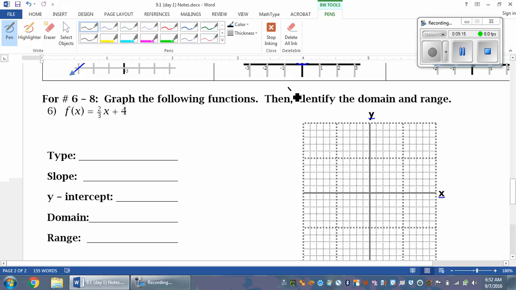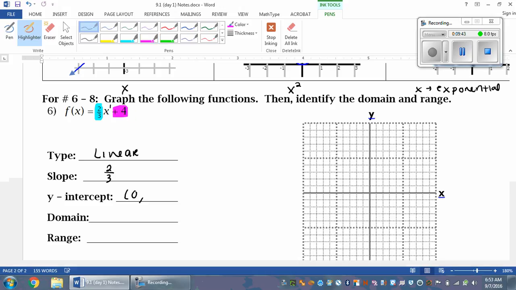Remember, if it's a quadratic, I'll have x squared. And if it's exponential, my x will be in the exponent. If it's linear, it's just going to have an x. Remember, this is an x to the first, so it's linear. The slope, remember the slope is mx plus b, so the number attached to the x, which is 2/3. The y-intercept is always 0, or whatever this last number is, 4.